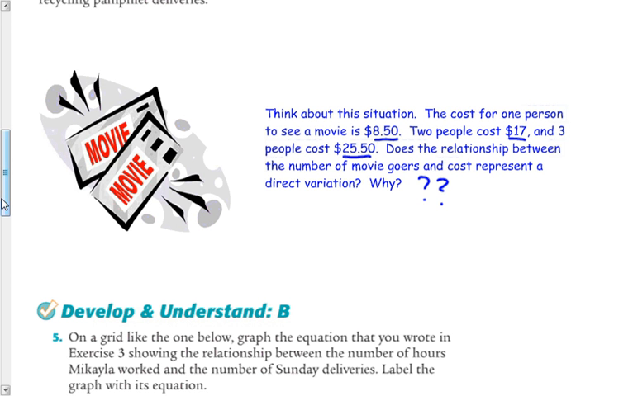Okay. I think the rest of it we're going to do in class. And so take your notes and try and think about what a direct variation is, and I'll see you in class tomorrow.